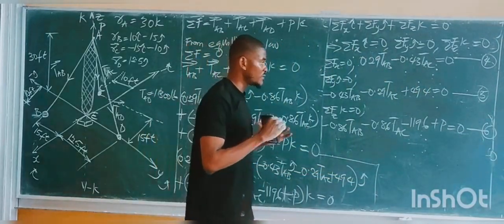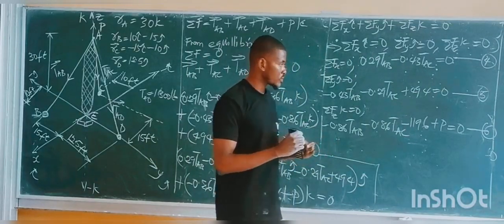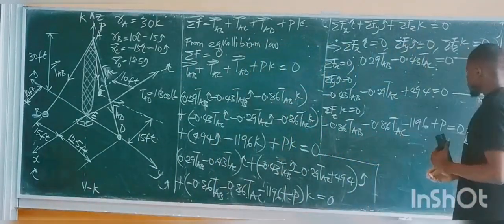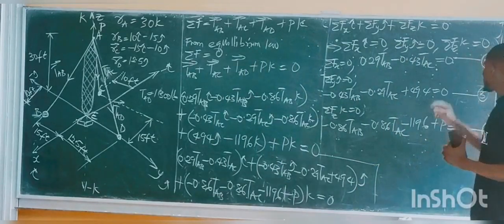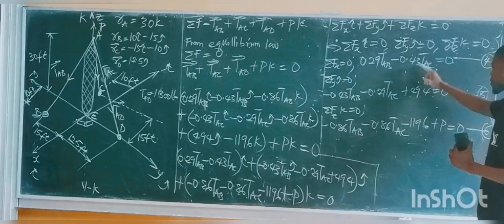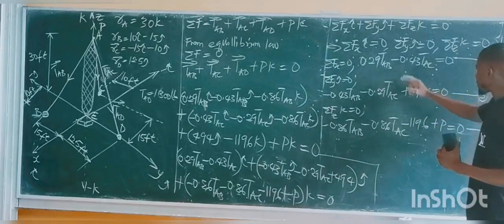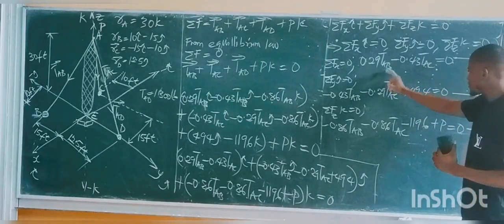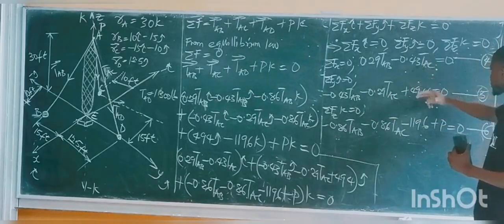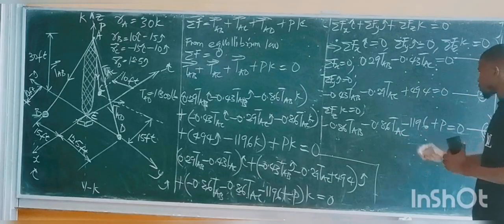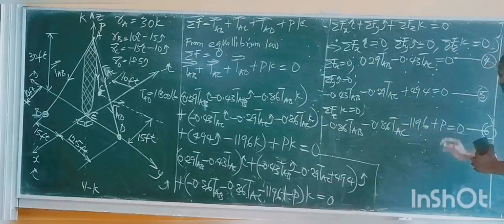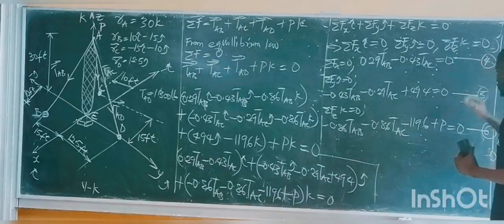At this point, everything becomes easier for us to solve. Notice that equation 4 and equation 5 can be solved simultaneously, because there is no other unknown. Both have the same unknowns, TAB and TAC. So we can solve these two equations, 4 and 5, simultaneously to obtain the values of TAB and TAC, so that we can find the value of P. Let's start with equation 4.